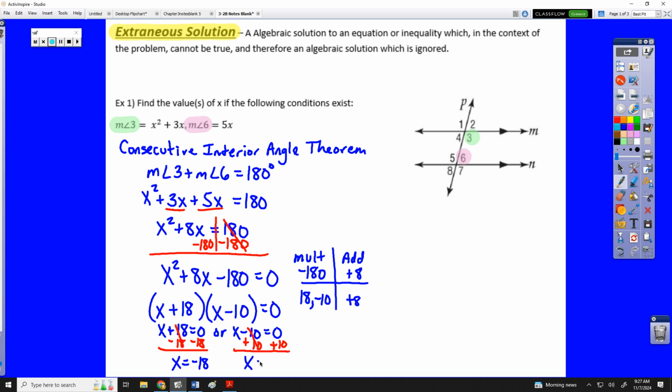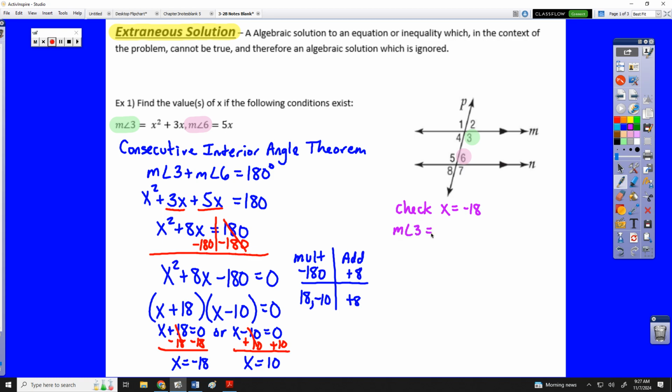Okay, so these are our two algebraic solutions. However, we cannot trust that these solutions will actually work in our transversal problem. So what we have to do is check our answers. Let's start by checking x equals negative 18. We're going to plug that value in for both of our angles.